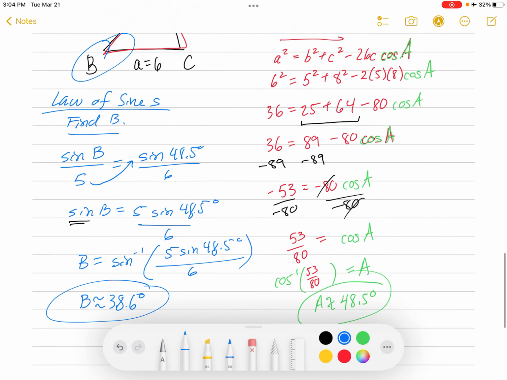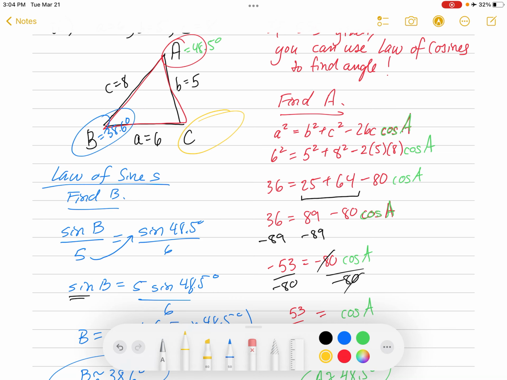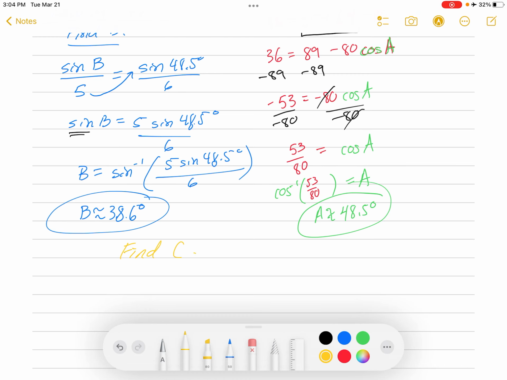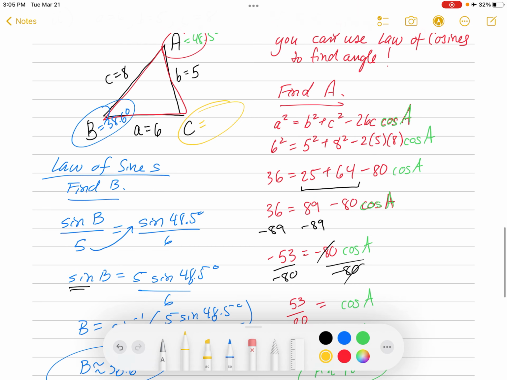So once you have those two angles, A and B, where B was 38.6, you can find the third angle, C, because remember, angles have to add up to 180 degrees in a triangle. So 48.5 plus 38.6 plus C equals 180. I add 48.5 plus 38.6 to get 87.1 degrees plus C is 180. So to get C, we take 180 minus 87.1, and I got 92.9 degrees. And that completes my triangle.